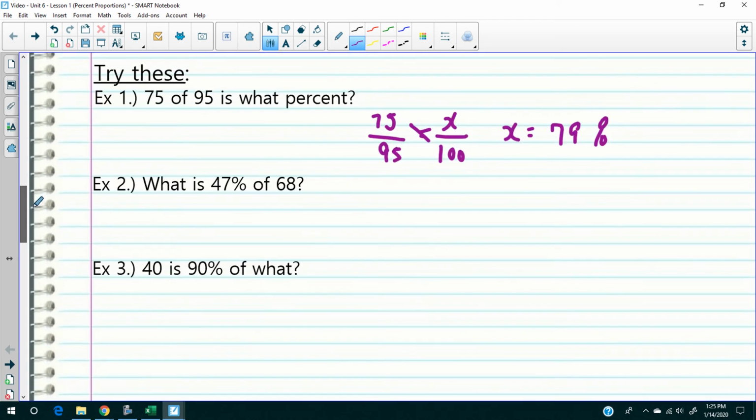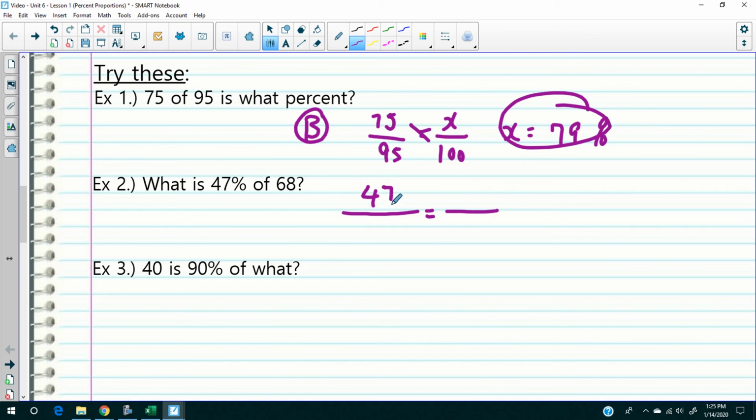All right. Down here, okay, so that's done. That was a type B question, right? Okay, let's take a look at this one. 47% out of 68 is what? Like what is what, right? So that's a type what? 47, so percent of a number. What do you think the type is? Yep, that's a type A.